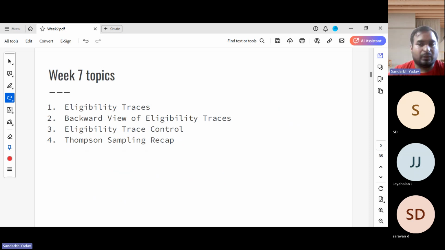These are the topics of week 7: eligibility traces, the backward view of eligibility traces, then the forward view. I think it was mentioned in the first section itself, but the equivalence you have to derive on your own from the book. Then we move to control. We saw algorithms like Sarsa lambda and the Watkins Q lambda algorithm. And there was some recap on Thompson sampling, which included the MLE estimate, MAP estimate, and also full Bayesian.